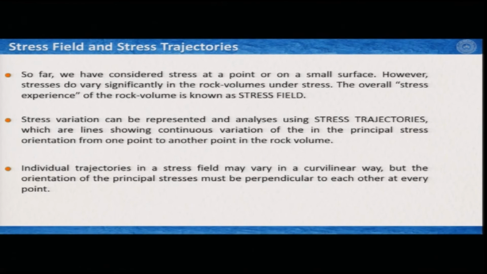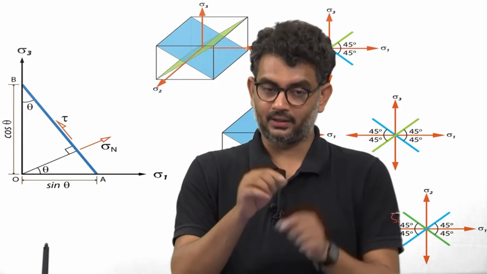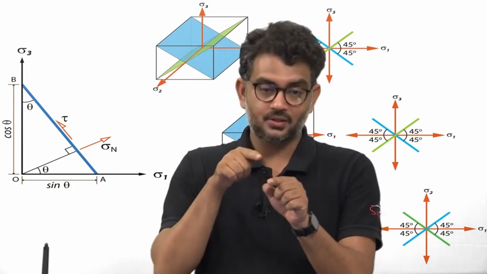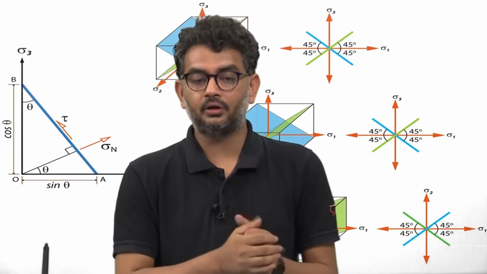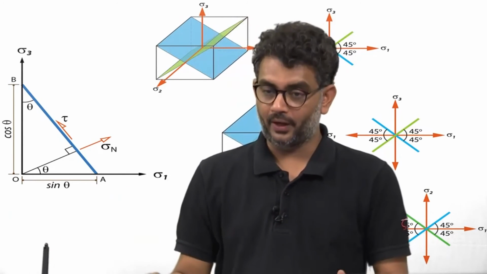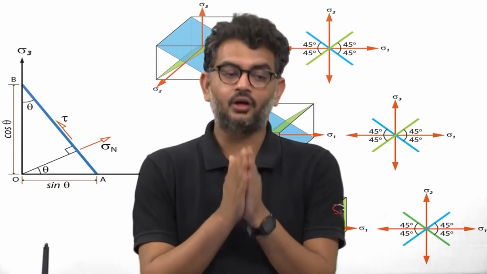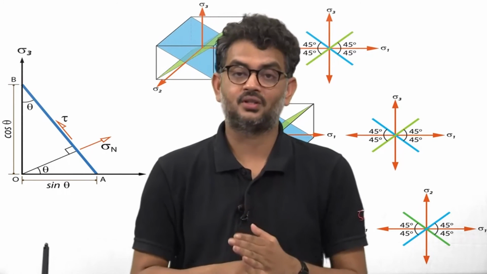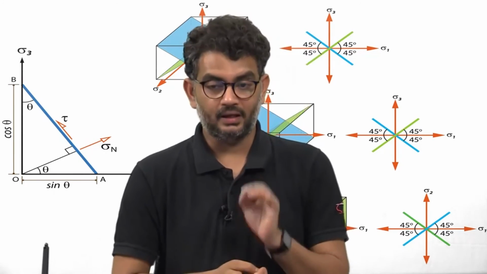Now, this stress variation can be represented, and one can analyze it using stress trajectories, which are the lines showing the continuous variation of the principal stress orientations from one point to another point within the rock volume. Now, we will see the diagram soon, the individual trajectories in a stress field, that means in a single point you can draw the three different axes which are perpendicular to each other, and then you have to connect it to the next point, next point, next point, and so on. So, overall it may vary in a very curvilinear way, but it is important when you measure and draw the stress trajectories, the orientation of the principal stresses always must be perpendicular to each other and at every point.